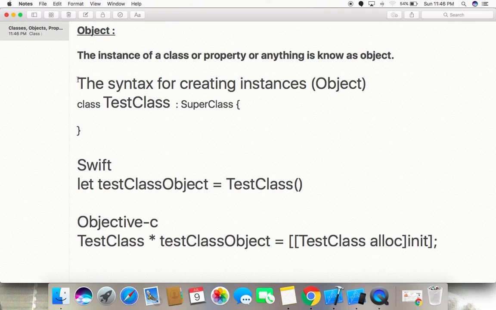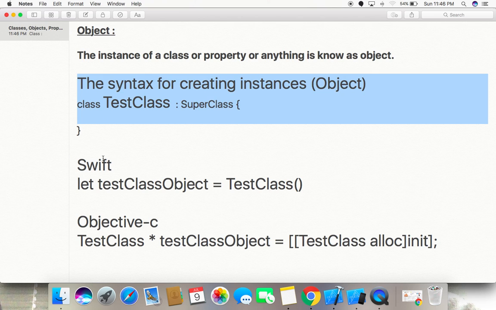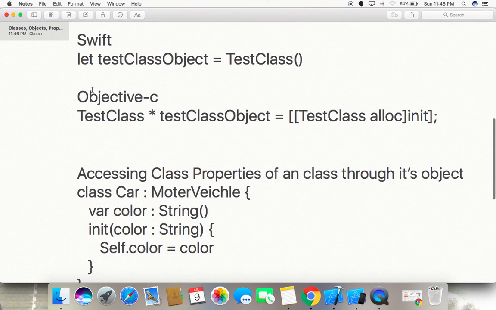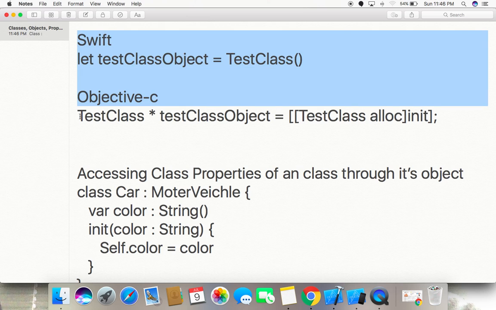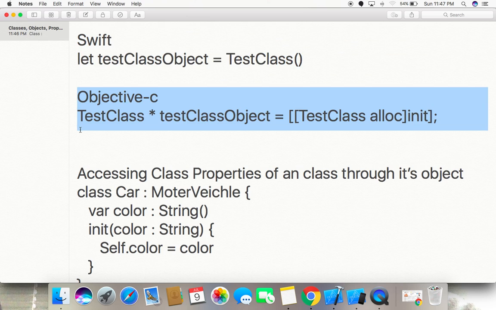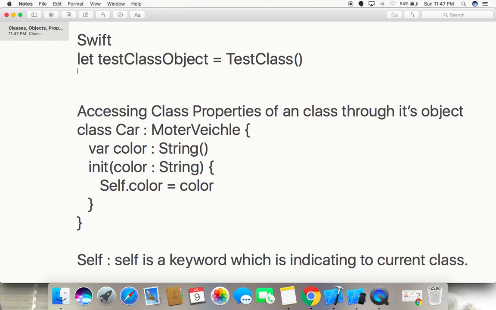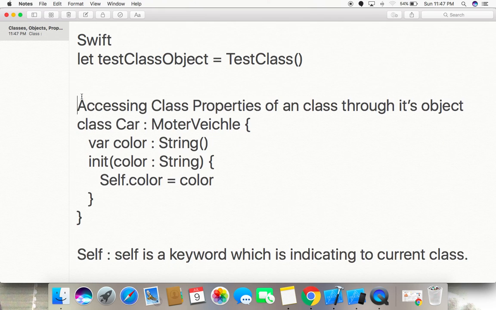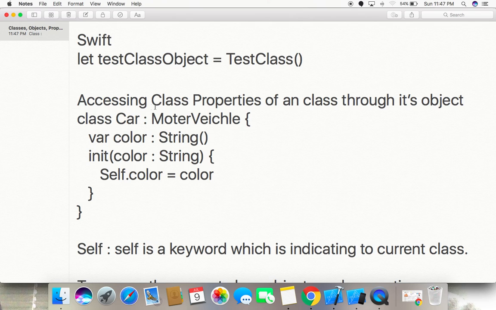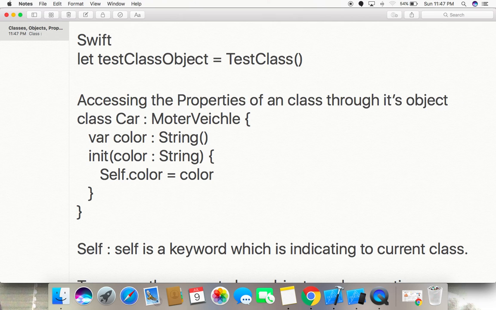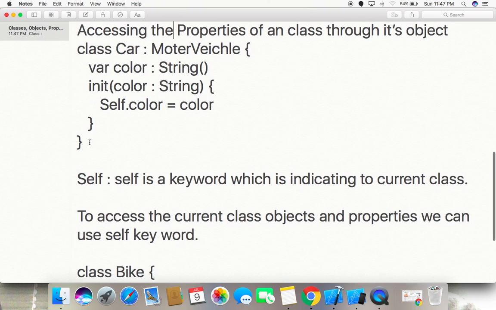The syntax for creating an object is a bit different in Swift. And now we'll go for Swift. There is no need of Objective-C, so no need to write this also. And accessing the properties of a class through its object.